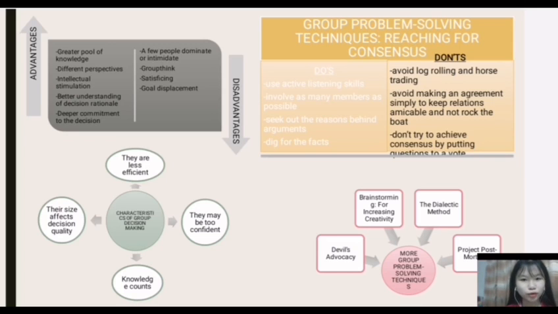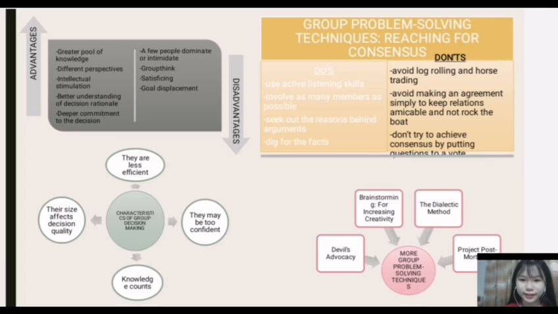Management experts offer the following do's and don'ts for achieving consensus. For the do's: use active listening skills, involve as many members as possible, seek out the reasons behind arguments, and seek the facts. And for the don'ts: avoid horse trading, avoid making an agreement simply to keep relations amicable and not rock the boat. Finally, don't try to achieve consensus by putting questions to a vote.